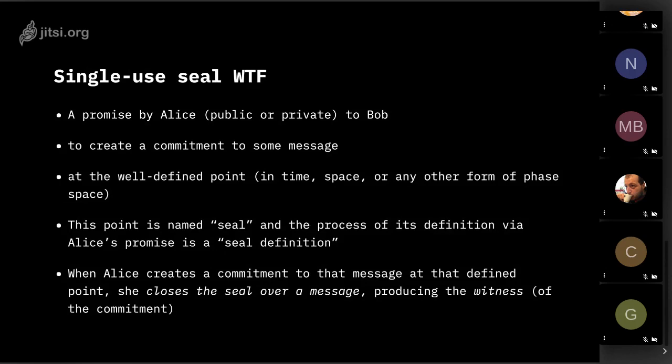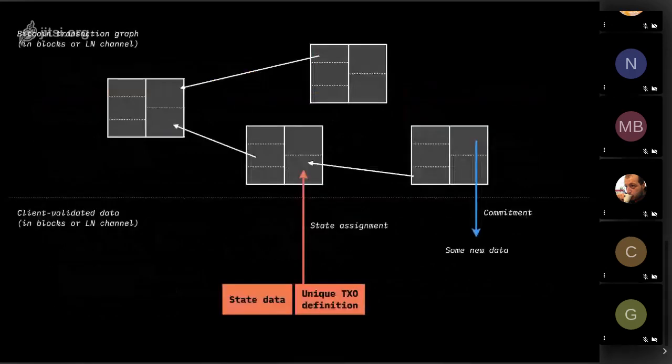And when Alice creates a commitment to that message, in fact, at that well-defined point, she closes the seal over a particular message. So here, with a red arrow, we define a single-use seal using the Bitcoin transaction graph as the underlying medium. And when we spend that transaction output, which is defined as a seal, we close the seal over a message, which is some new data. And we close it by committing to this data from the transaction spending this output, which is shown with a blue arrow.